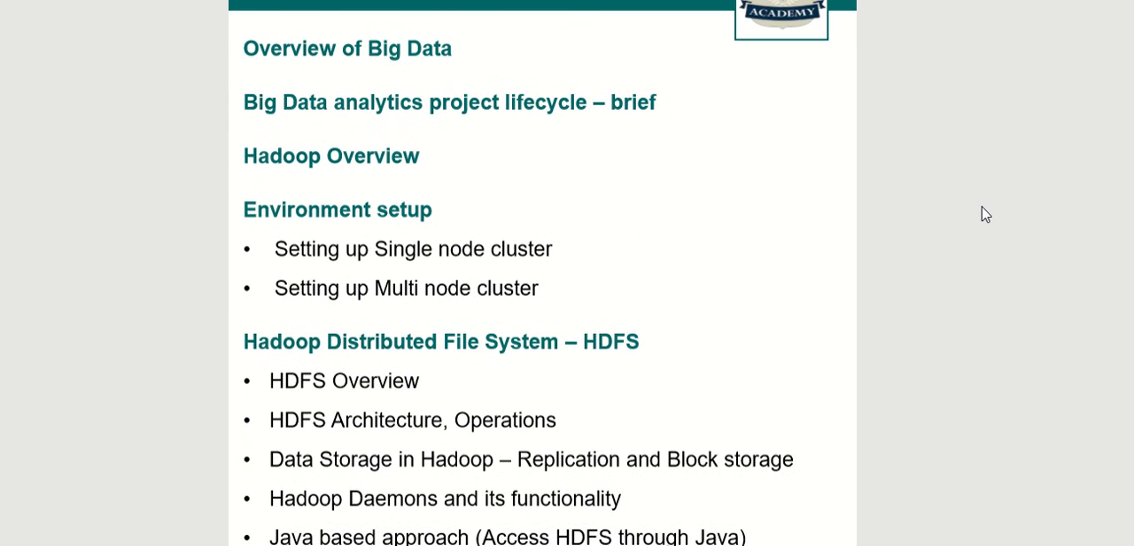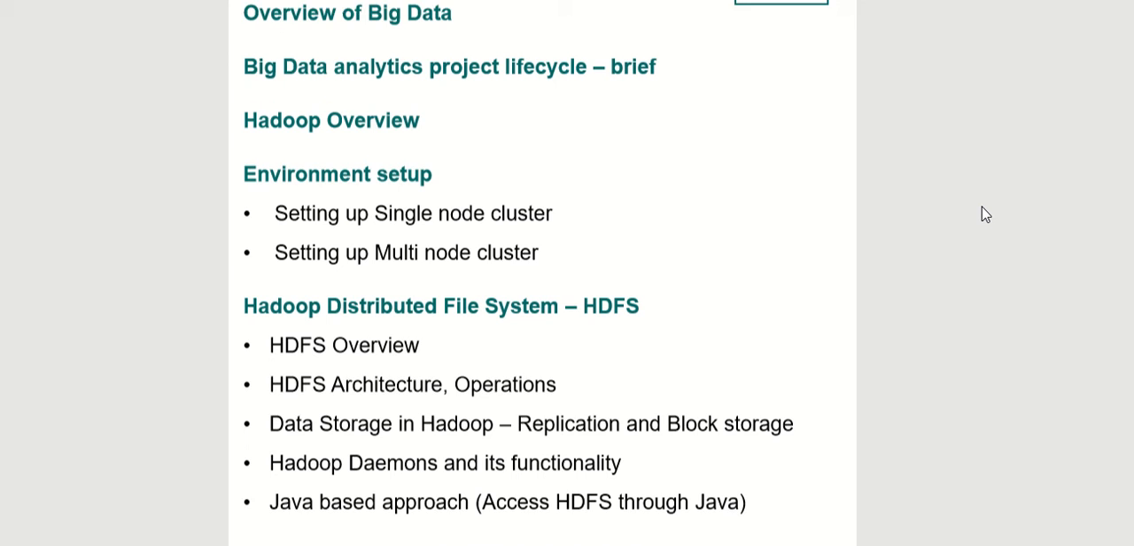So obviously we would start with what is big data, why big data, what is the need of big data processing, and we will be going through different life cycles of any big data analytics project. And then we'll start with Hadoop. We'll see the basics and overview of Hadoop, and then we'll start with the environment setup, like setting up a single node cluster and multi-node cluster.